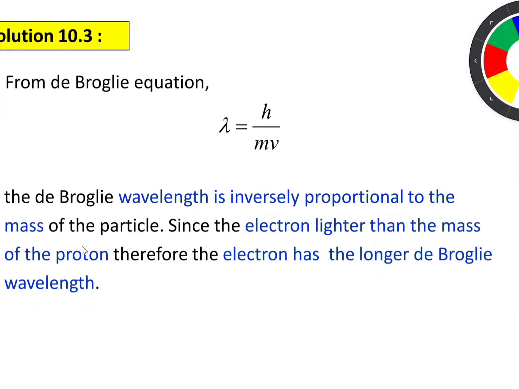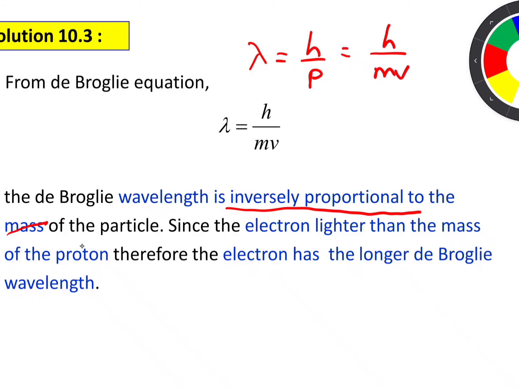Okay. Untuk A, solution untuk 10.3, from the de Broglie equation, we know the formula is lambda is equal to h over p. So, p is equal to mv. Okay, so the de Broglie wavelength is inversely proportional to the mass of the particle. Since the electron is lighter than the proton, therefore the electron has the longer de Broglie wavelength. So kita tengok dia punya perkadaran kat sini.